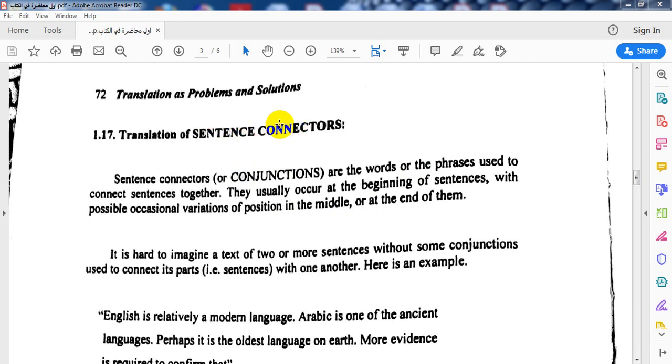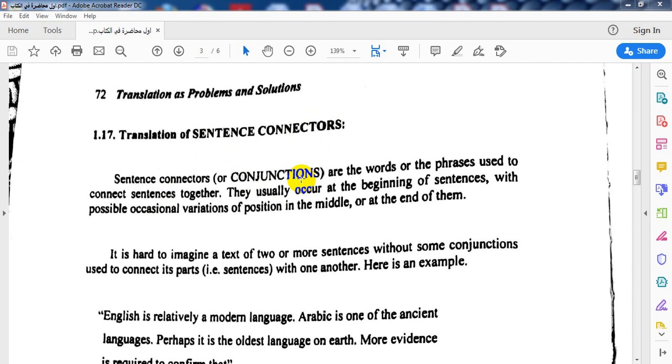Translation of sentence connectors. What are sentence connectors? They are words or phrases used to connect sentences together. This is the very simple definition for connectors, or sometimes they call them conjunctions. Connectors or conjunctions.